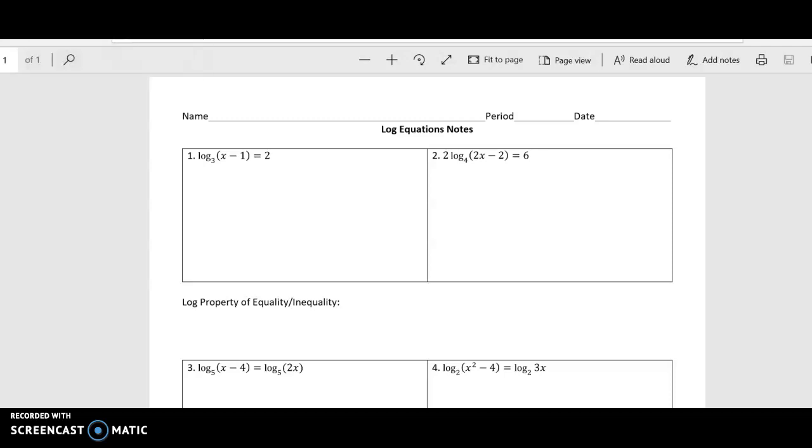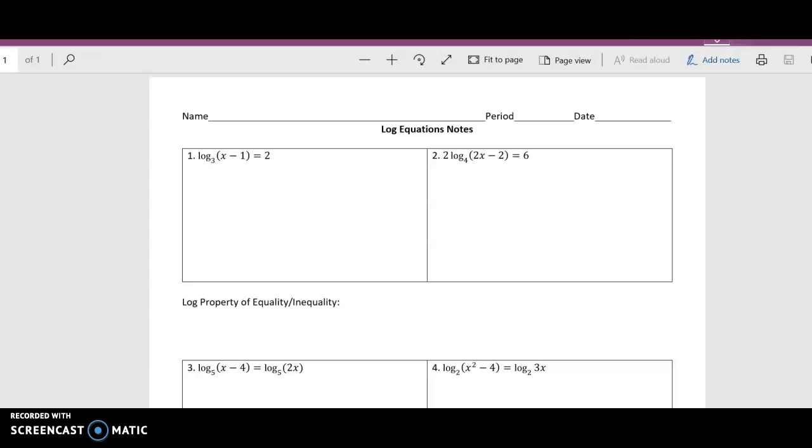We're going to talk about log equations today. And we kind of started talking about this last class. We're going to convert this to an exponential equation. So we're going to say 3, we do the log roll here, 3 to the second power is equal to this guy. Okay. And then we're going to solve this. So x minus 1 is equal to 9. So x is 10.